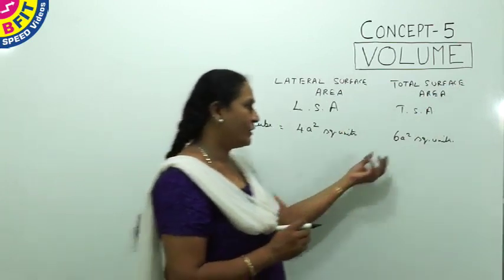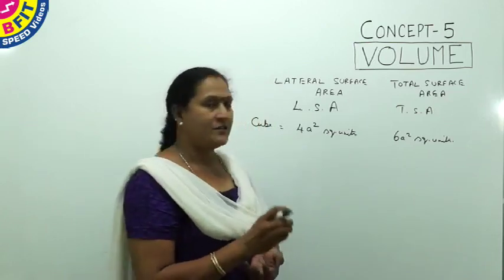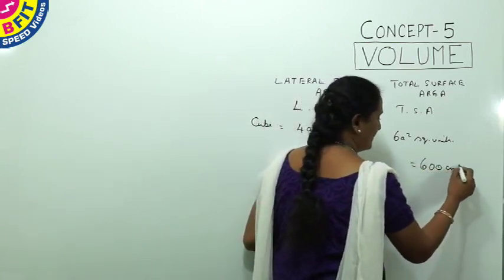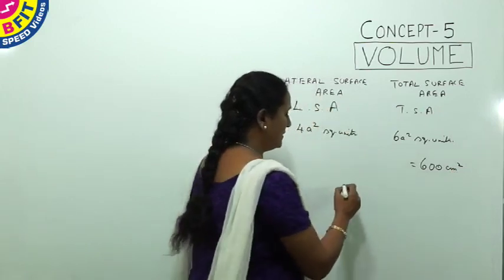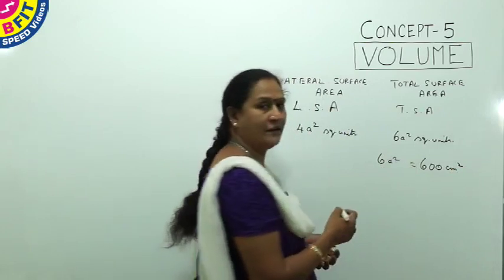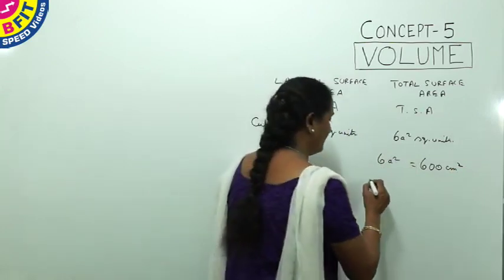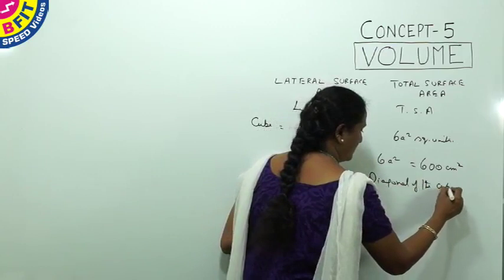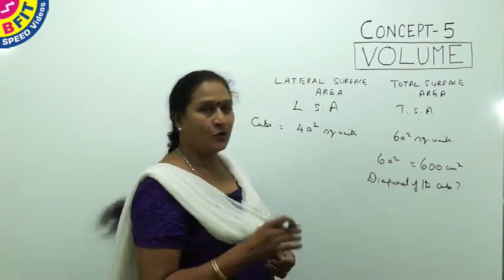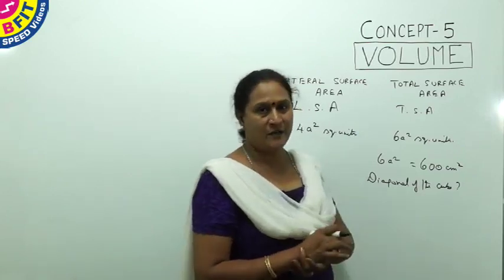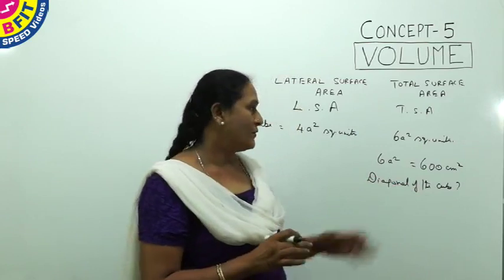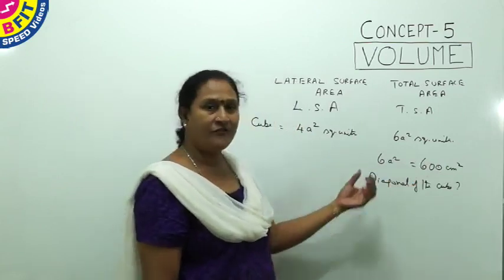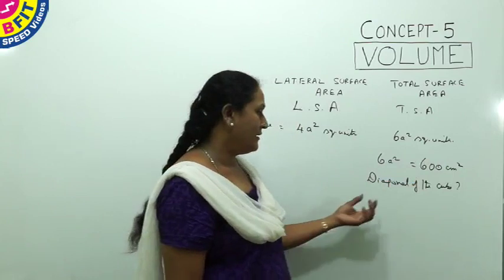Say the question is, for a cube, total surface area is given as 600 square centimeter. What is the diagonal of the cube? So what is total surface area for a cube? It is 6a square. Equating 6a square to 600, we can find the side of the cube. After getting the side, we can find the diagonal.